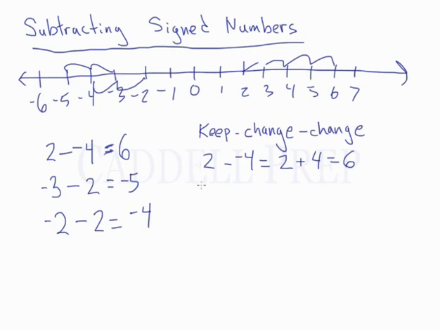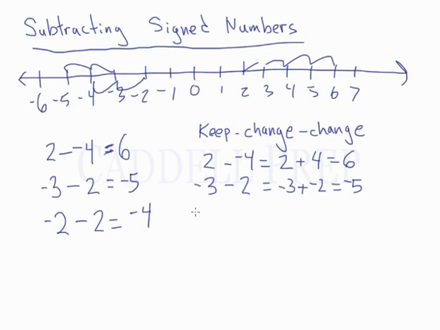Okay, let's try the next one. -3 minus 2. We keep the first number, that stays -3. We change this minus to a plus. And this is +2, so we're going to have to change it to -2. Okay, and we follow our rules for adding signed numbers. When the signs are the same, we just add them. So 3 plus 2 is 5. And we keep the same sign. So -3 plus -2 is -5. See, the answers match up so far.